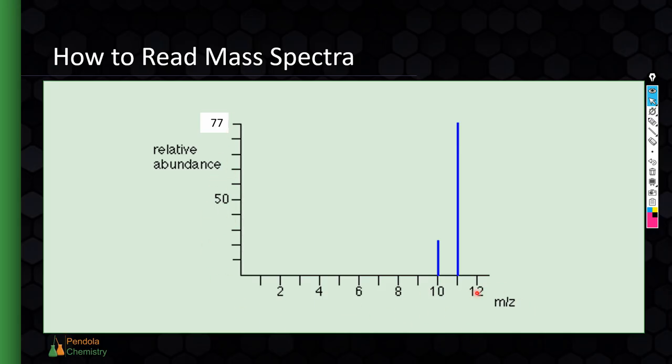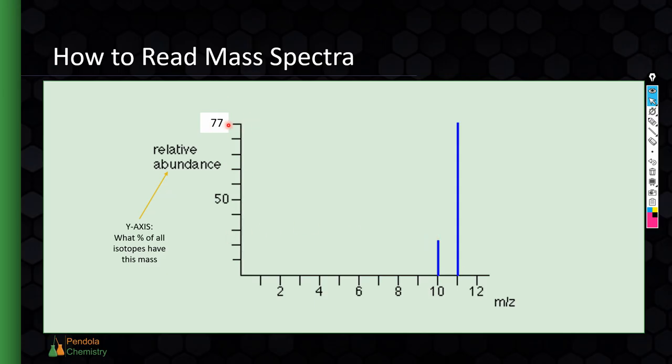And then we have the mass to charge ratio on the x-axis. So let's go into those. The y-axis is the relative abundance. What percent of all the isotopes have this mass? That's just going to be the relative abundance for the isotopes. Most of the time, this relative abundance is in percentage, so 77%, 50%, and so on.